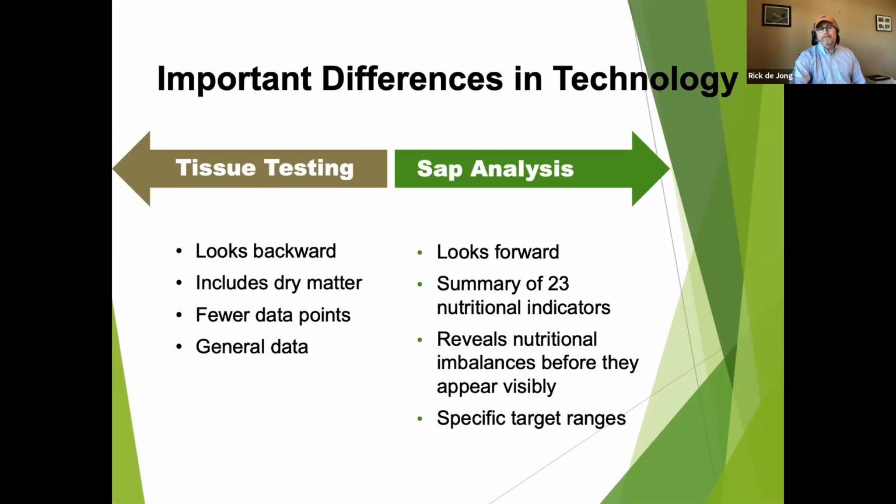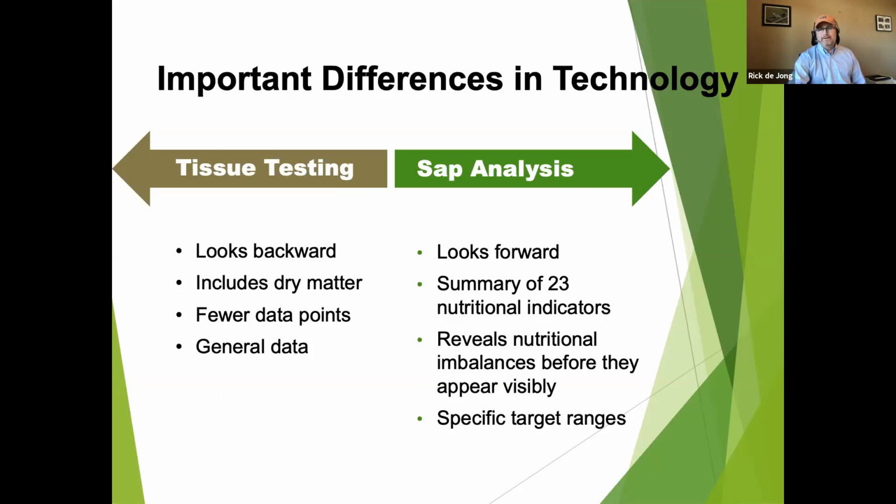A tissue test typically has about 12 to 13 different data points. And when we go out into the field and we sample for a tissue test, we're typically sampling roughly around the middle of the new growth. And that's going to give us a bit of general data. And the reason for that is nutrients move in the tree. Some nutrients move very little, some move a great deal. And we want to be able to capture that.